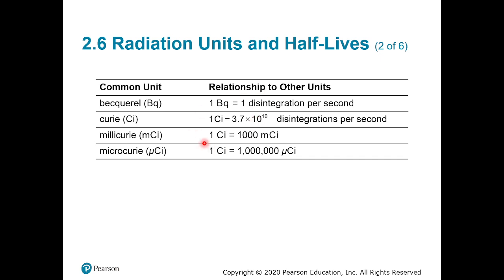This right here is a millicurie, and that is, of course, 1,000 millicuries is 1 curie. And this is microcurie, which is that little U-looking symbol. And that's 1 million microcuries is 1 curie.